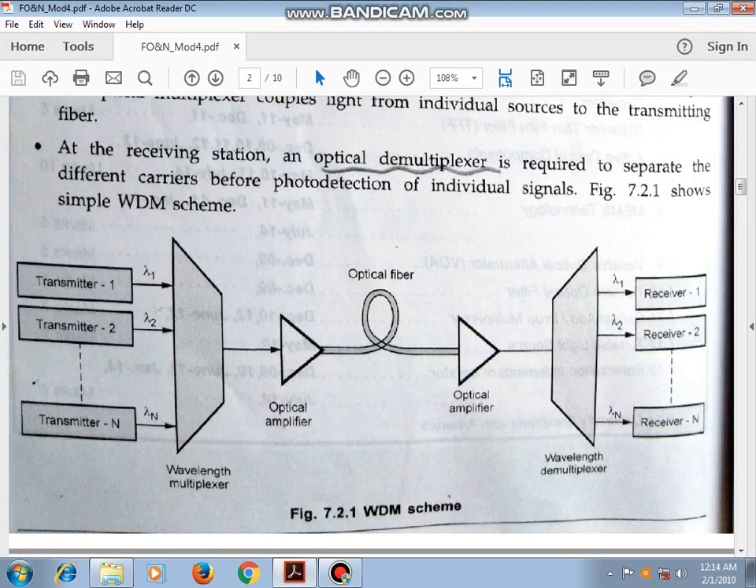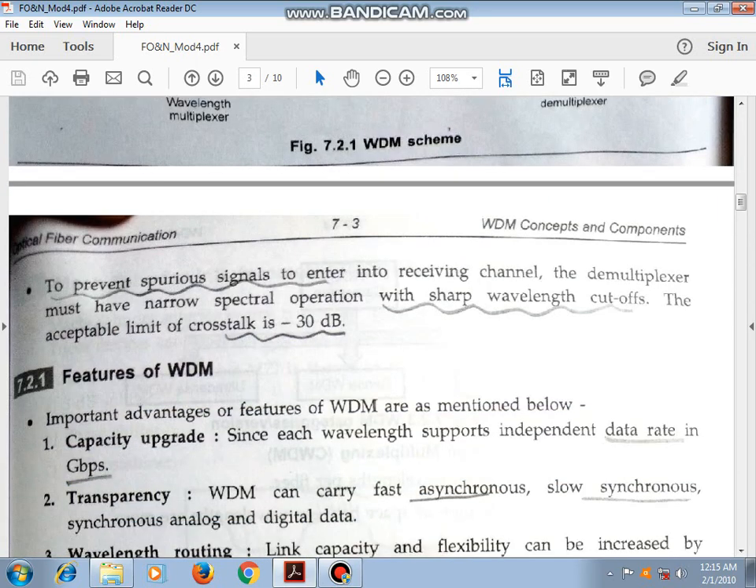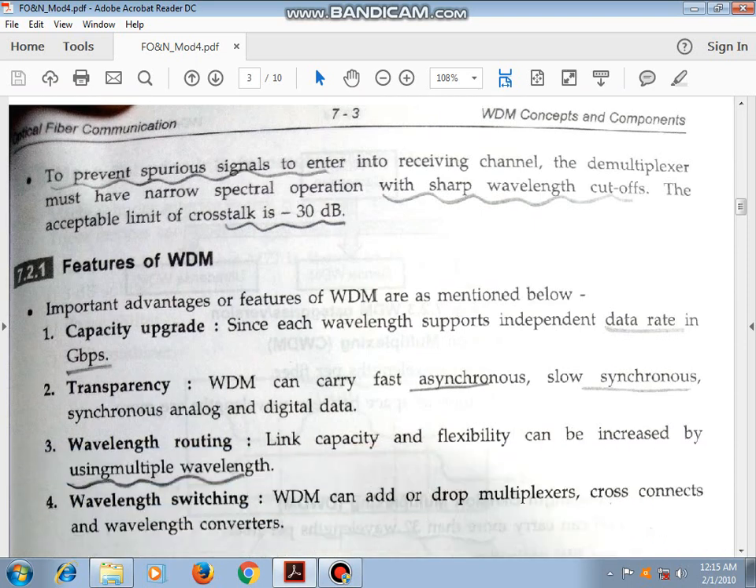In last class we have discussed about the WDM scheme, that is wavelength division multiplexing scheme. Next we'll go with the features of WDM. Features means what are the advantages it is having, we'll see here under the features. In this, what are the features we have? We have mainly 4 features.